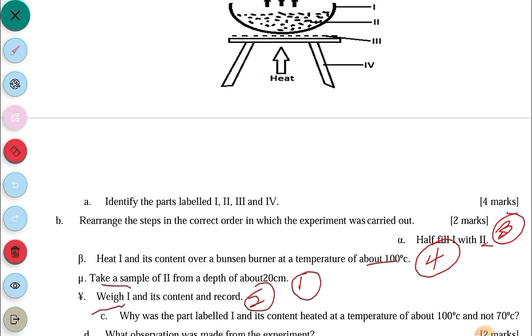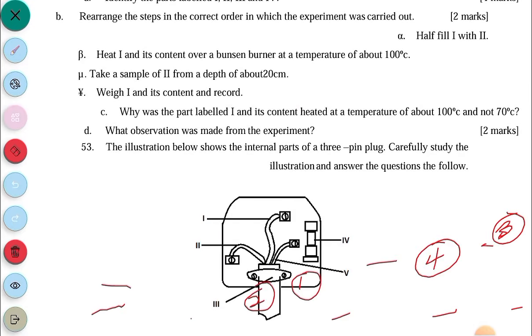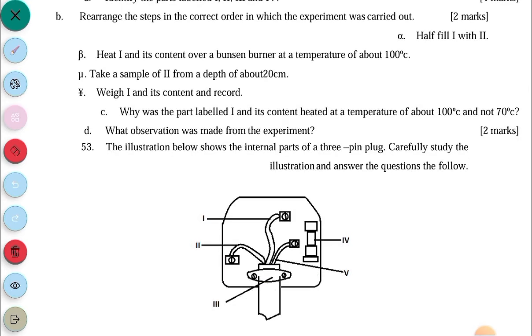Then the C says why was the part labeled I and its content heated at a temperature of 100 degrees Celsius and not 70 degrees Celsius? The simple reason is water has a boiling point of 100 degrees Celsius. So at that temperature, most of the water would have evaporated. So what was the experiment for? The experiment was used to demonstrate that there is water in the soil. And what observation was made? The observation is that the soil wouldn't be lumpy again and it wouldn't look wet because most of the water has evaporated.